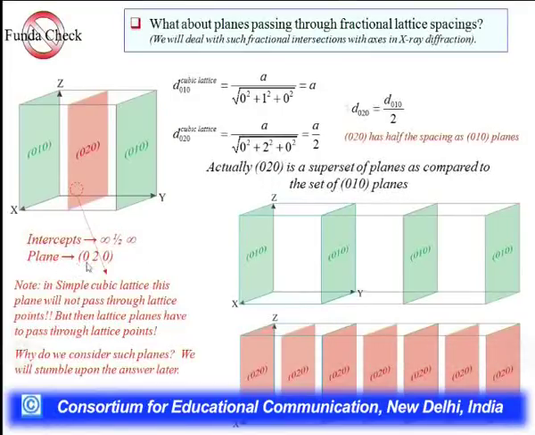The plane will be 0, 2 and 0. In a simple cubic lattice, this plane will not pass through the lattice point, but then the lattice plane has to pass through the lattice points. Why do we consider such planes?